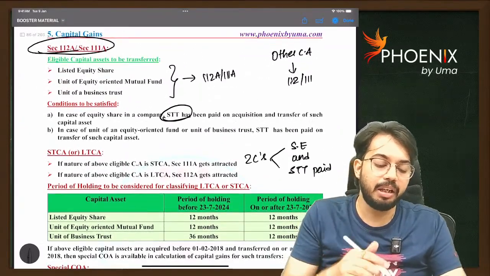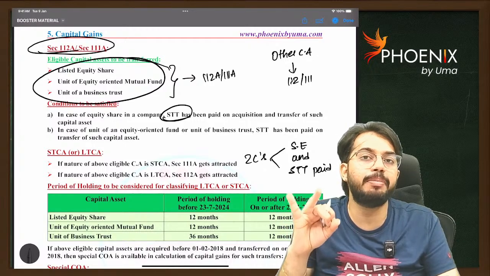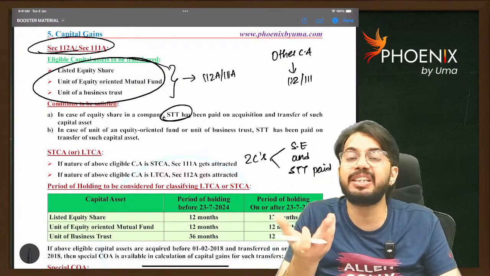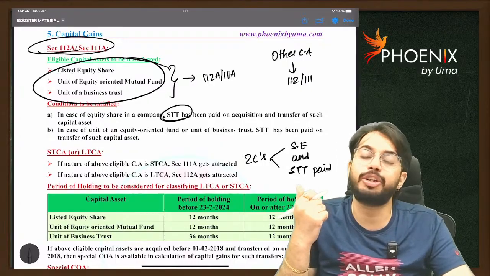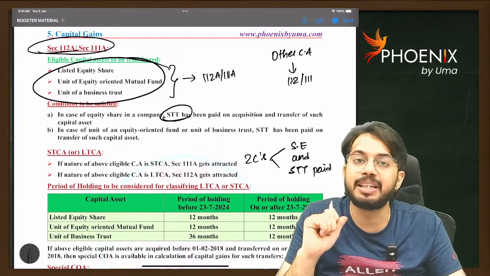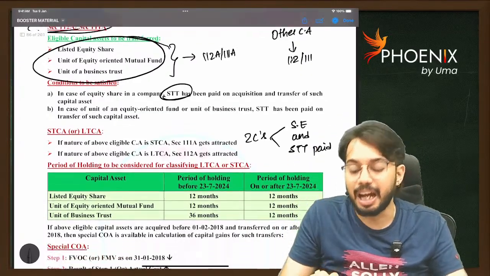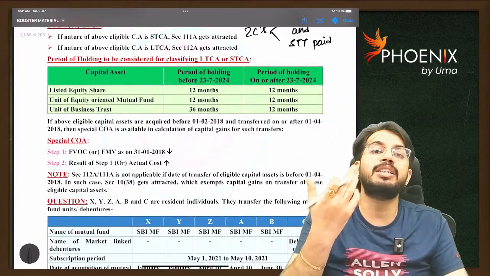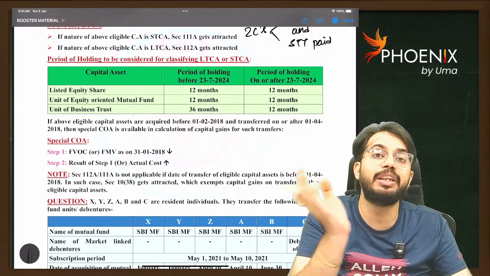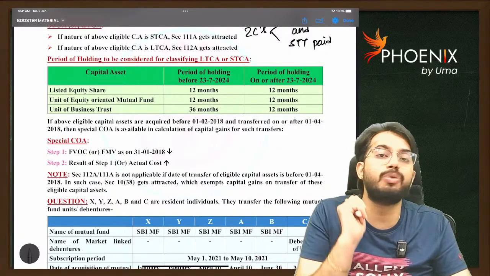Next, see, listed equity share, unit of equity oriented mutual fund, business trust. For these three capital assets, you will determine the nature, whether it is long term or short term. If the nature is long term capital asset, then section 112A gets attracted. If it is short term capital asset, then section 111A gets attracted. Sir, what is the nature? In the morning class we have discussed. Before 23rd July, three categories are there. On or after 23rd July, only two categories are there.